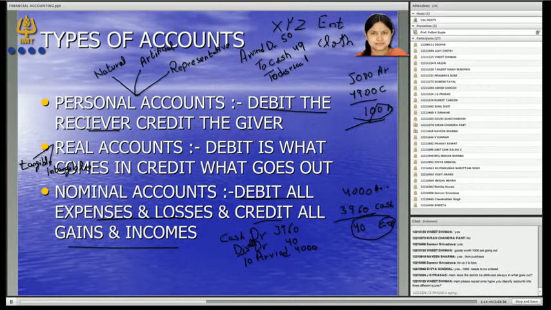As far as the classification of the accounts is concerned, personal accounts are related to the persons. These persons may be natural persons, or artificial persons, or maybe the representative of persons. Real accounts are related to the assets. Nominal accounts are related to the expenses, losses, incomes and gains. Clear now?